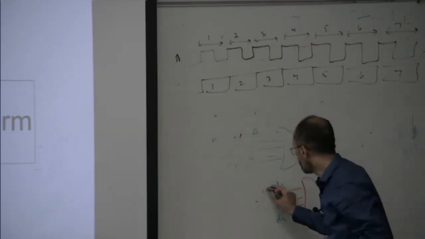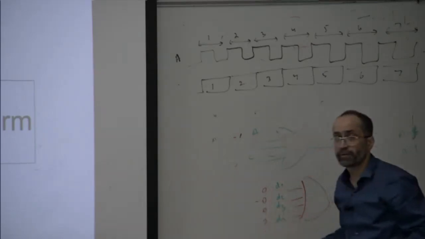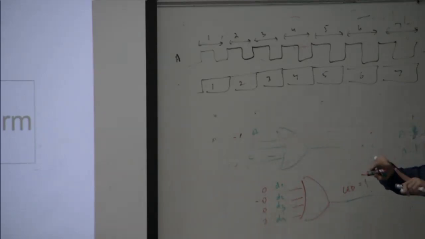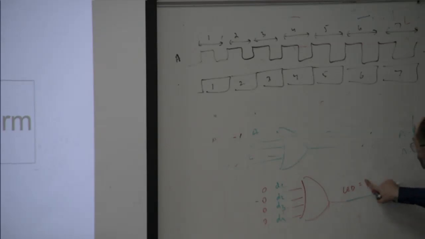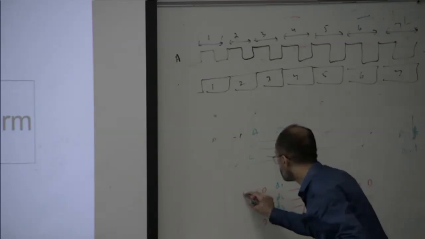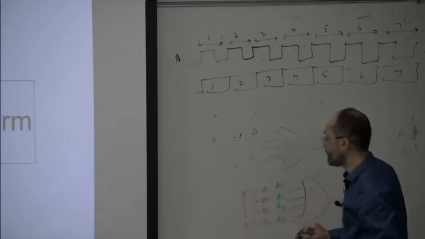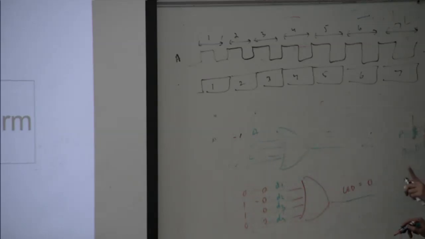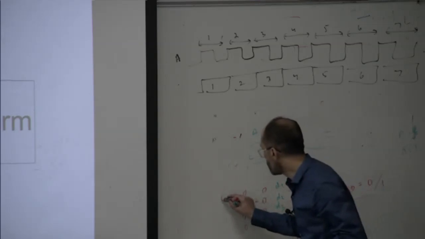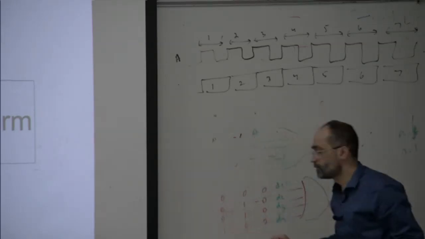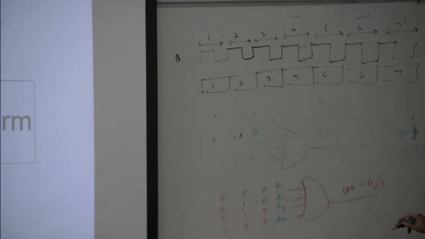Let's assume 0 0 0 0, what does it imply? All the doors are closed. So what will be the value of the LED? 0. And let's assume this is 0 1 1 0. It means door 2 and door 3 are open. What will be the value of the LED? 1. Let's assume 0 0 0 1. Door 4 is open. Still the output will be 1.